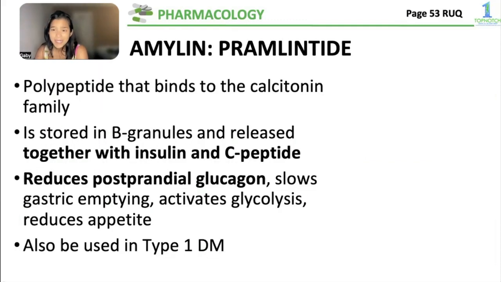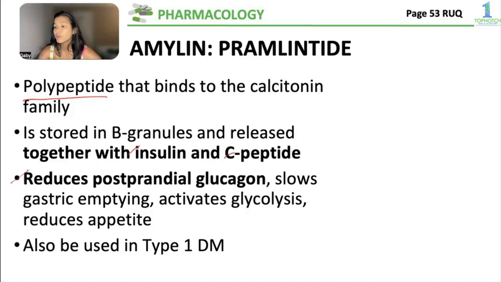Next, we have amylin analogs, so pramlintide. Okay, so what is amylin ba? So amylin is a polypeptide. It is stored in the granules found in your pancreatic cells, and they are released together with your insulin and your C-peptide.